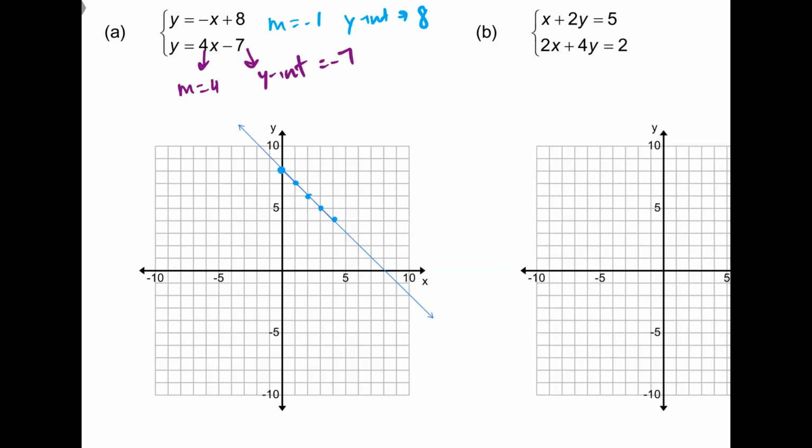Okay. Y-intercept negative 7. Slope 4. Up 4, 1, 2, 3, 4 over 1. Then I connect them with a straight edge.